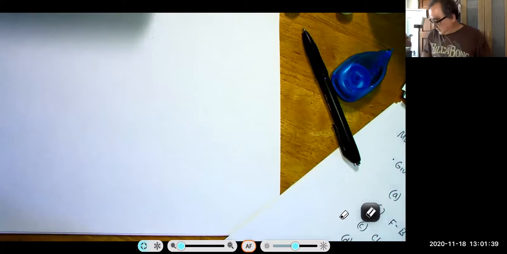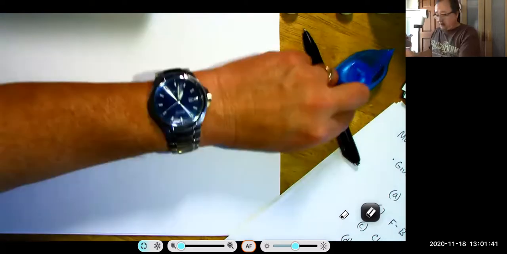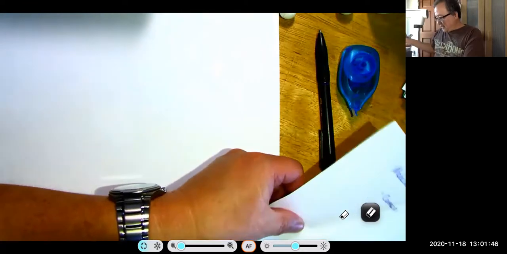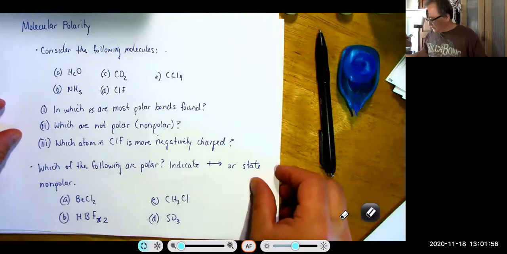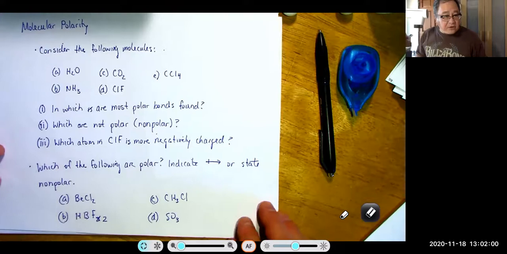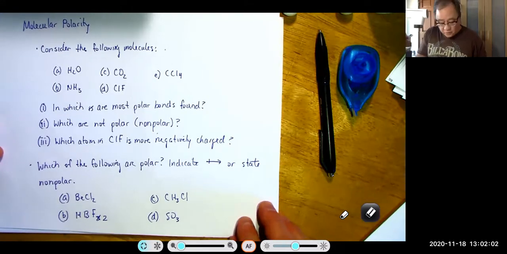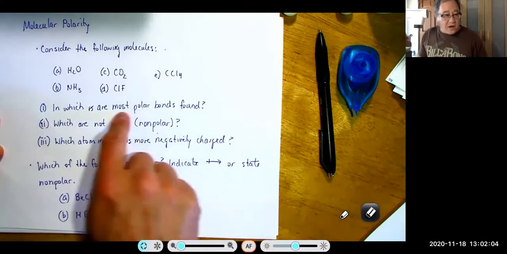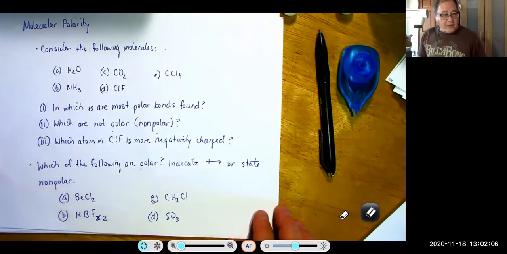Okay, so I want to do a couple more things here that are going to help you with the test and with the quiz. Let's look at this one right here. Consider the following molecules: in which are the most polar bonds found? So how do we judge polarity of bonds?